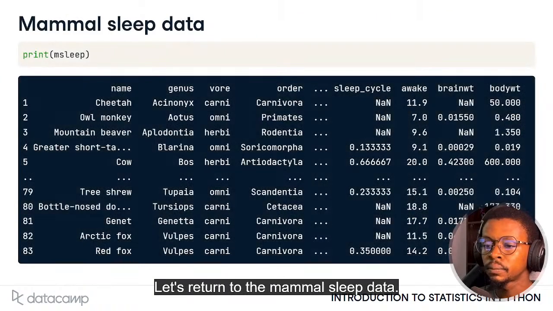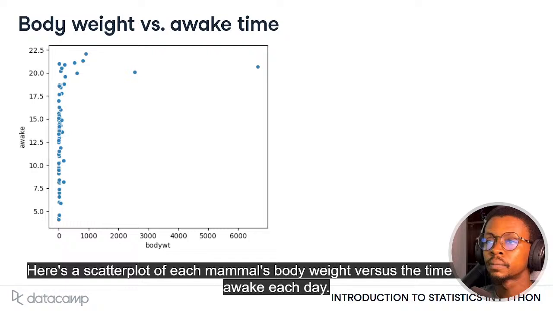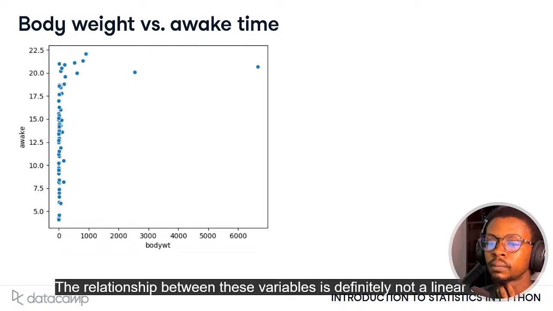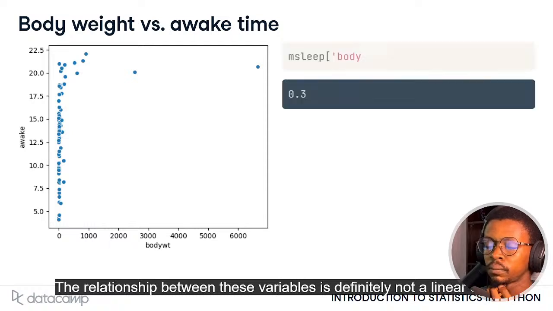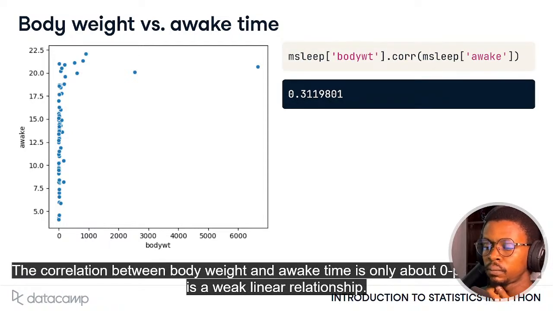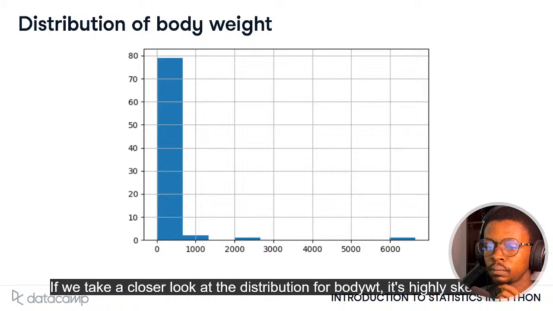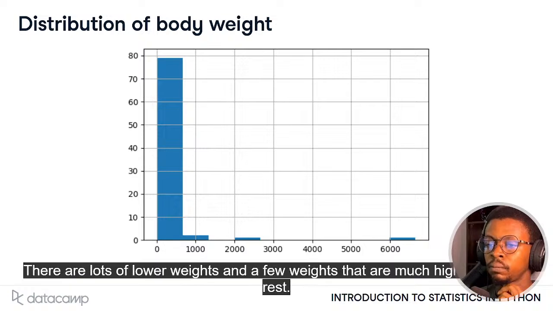Let's return to the mammal sleep data. Here's a scatter plot of each mammal's body weight versus the time they spend awake each day. The relationship between these variables is definitely not a linear one. The correlation between body weight and awake time is only about 0.3, which is a weak linear relationship. If we take a closer look at the distribution for body weight, it's highly skewed. There are lots of lower weights and a few weights that are much higher than the rest.